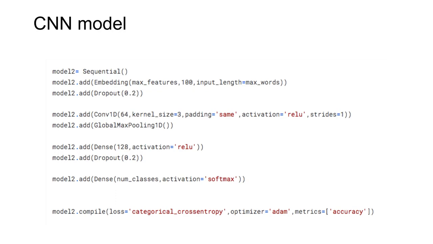Okay, so this is a matrix that is max features by 100. Exactly. And we're just doing lookups in that matrix, and we're going to use backprop to train the values in there. Exactly.